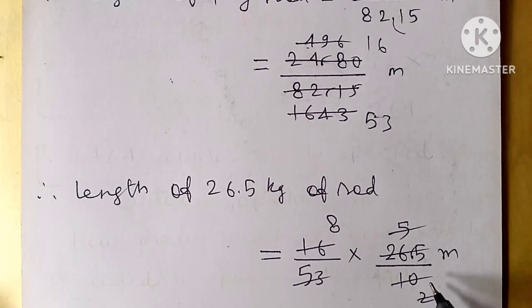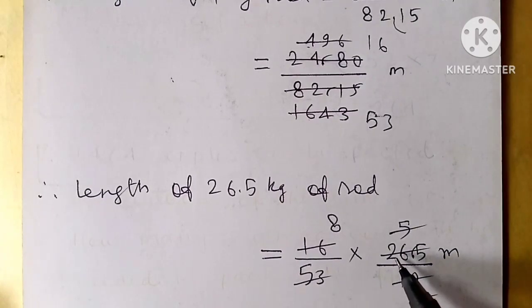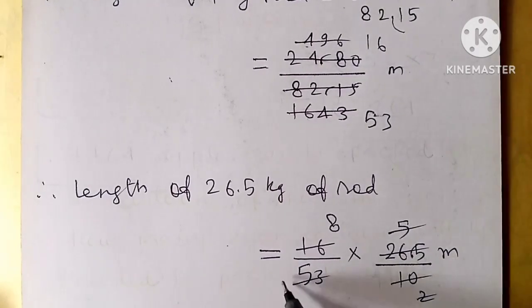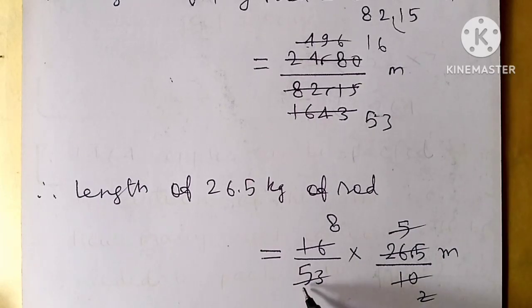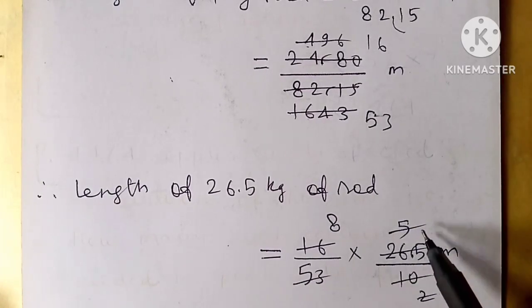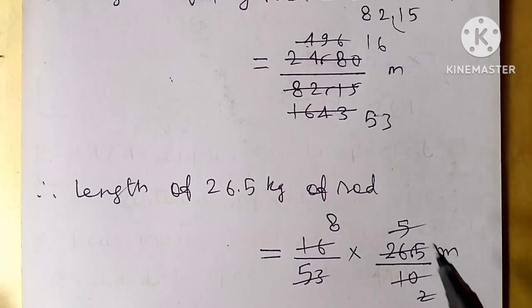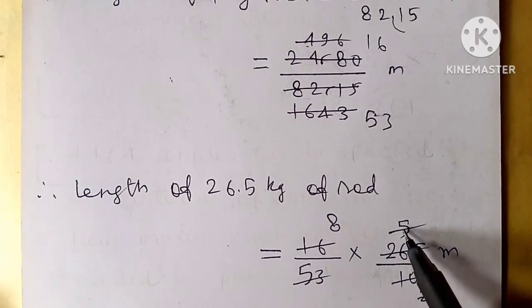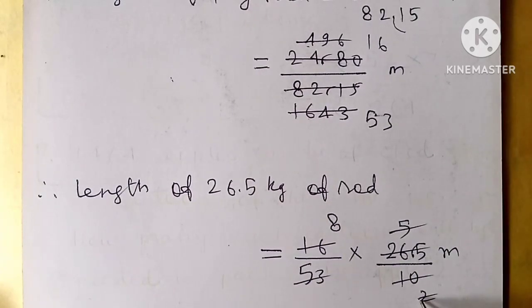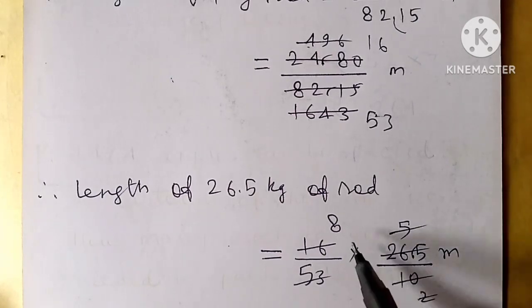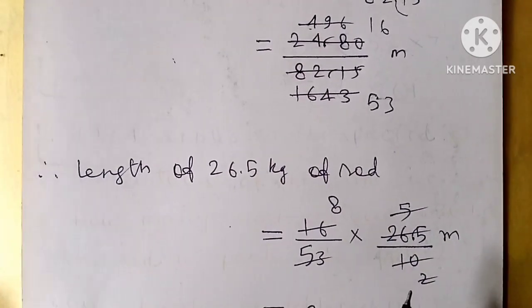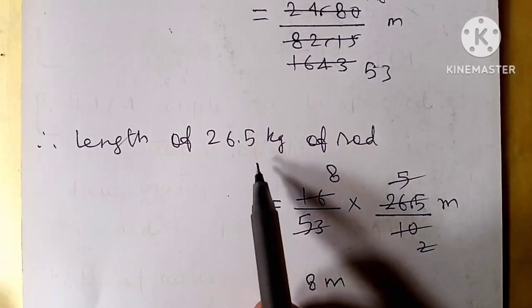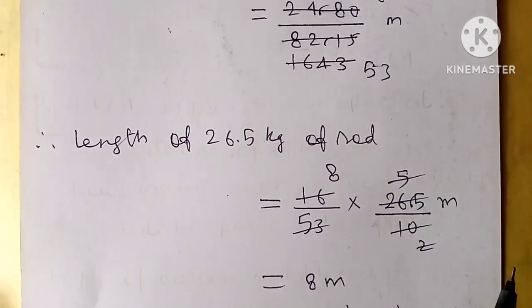Now cancel this 265 by 53. Then 53 5s are 265. Now cancel 10 by 5, then we have 2 here. Now cancel this 16 by 2, we have 8 here. So length of 26.5 kg of rod is 8 meter.